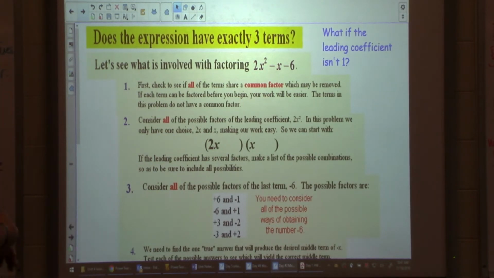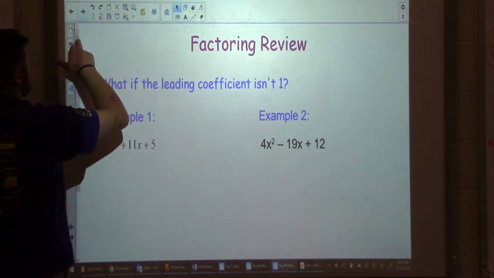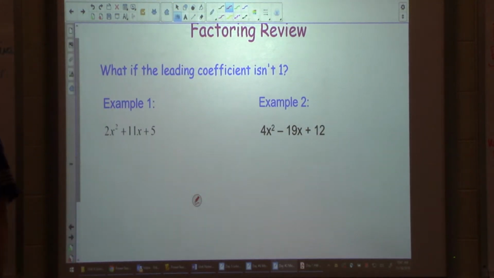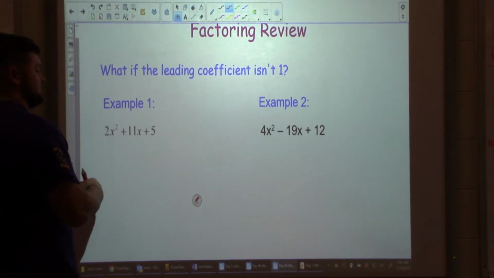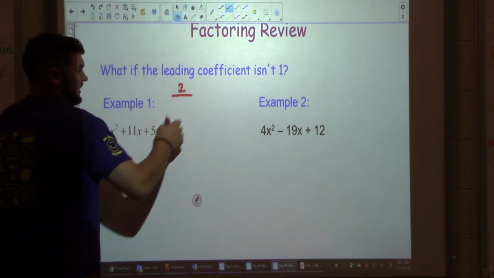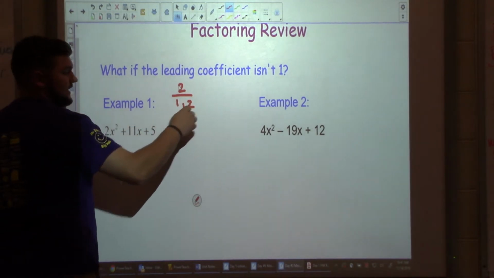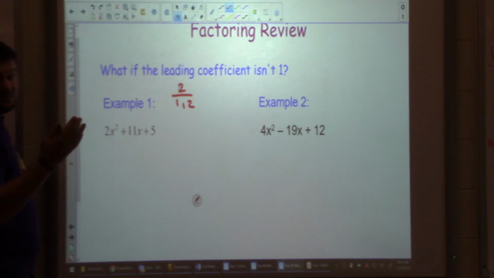Alright? So, let's say the first one, 2x squared plus 11x plus 5. Once again, first thing you should check for, can you take anything out as a GCF? No. If I were to do guess and check, the first one's really easy. I'm going to take that a term, the number in front of x squared, and list out all of its factors. Just 1 and 2.